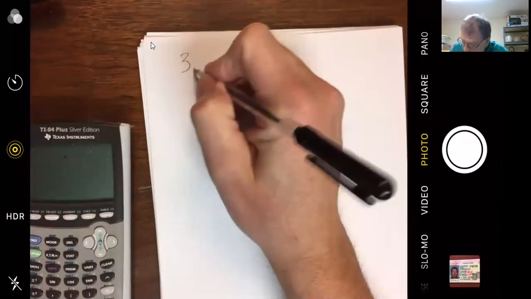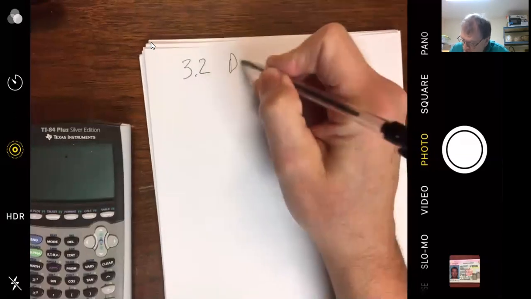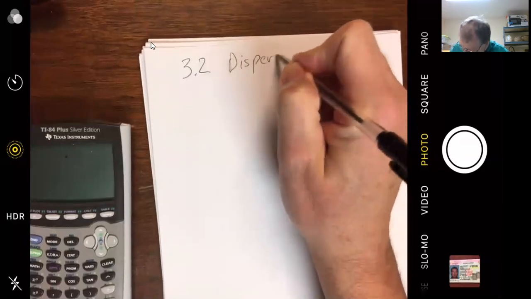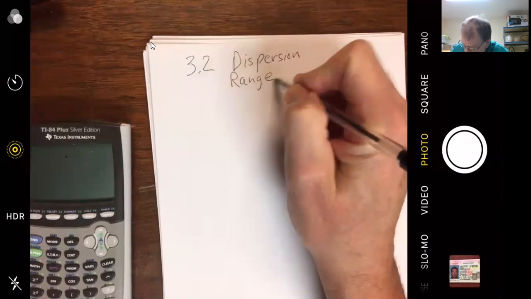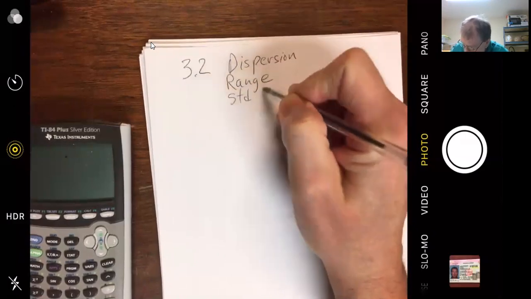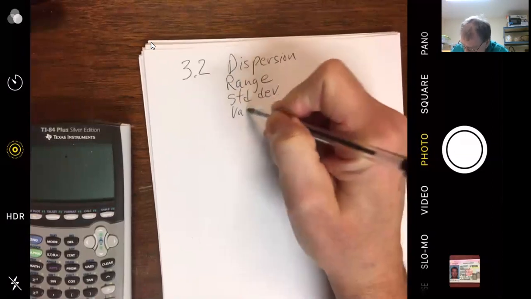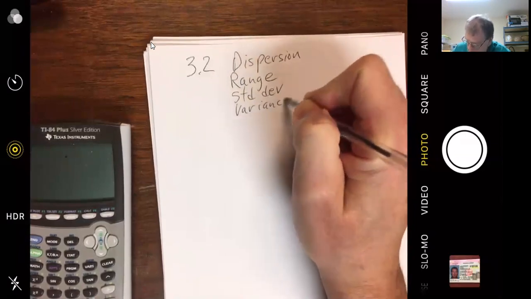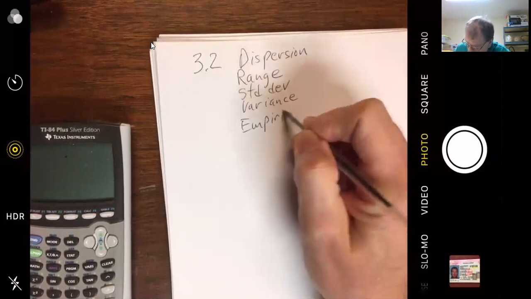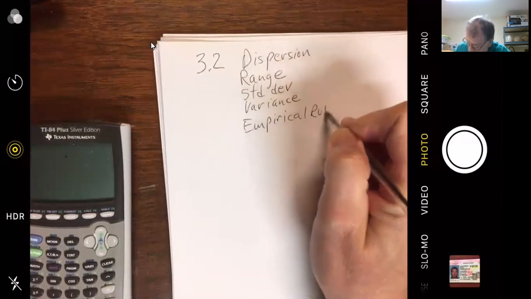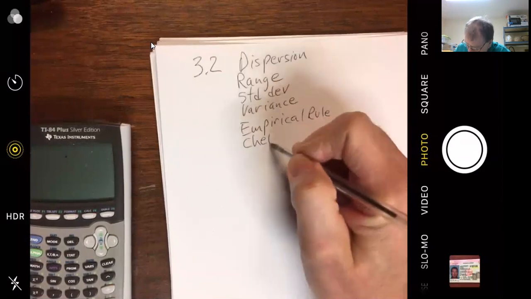I don't know if I write all that down. So dispersion, all right, so that hit the range, standard deviation, variance, and then there was an empirical rule and a Chebyshev inequality.